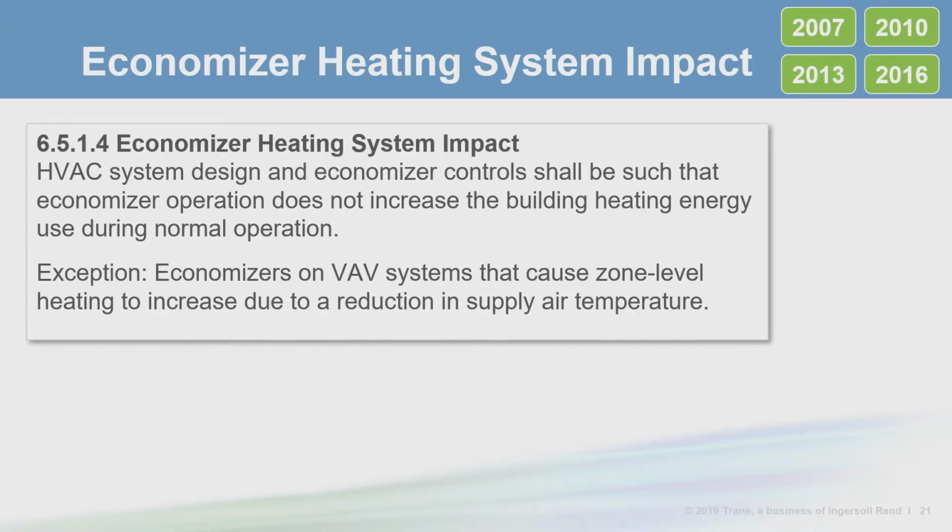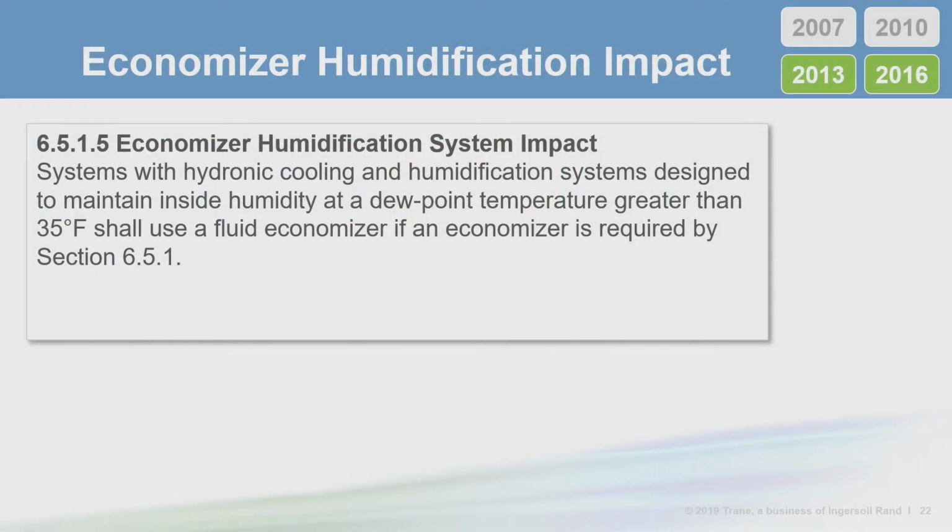resulting supply air temperature. The 2013 and 16 versions do require the designer to use a Waterside Economizer, if one is required, when the system in question uses hydronic cooling with humidification and the inside space humidity levels being kept at a dew point temperature of 35 degrees Fahrenheit or greater.